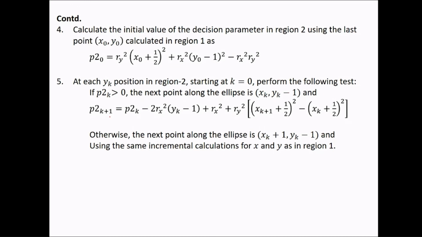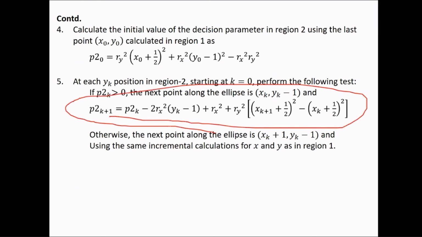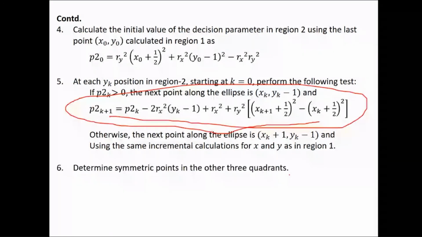Then you have a new decision parameter that we have just derived, this equation. Keep this equation with you, and if this is not satisfied, then you have to increment the x value and decrement the y value as well, and use the incremental calculation for x and y as in region 1. You have to do the incremental calculation at each and every stage, and once you get all the pixels, you use the symmetric property to build a complete ellipse.